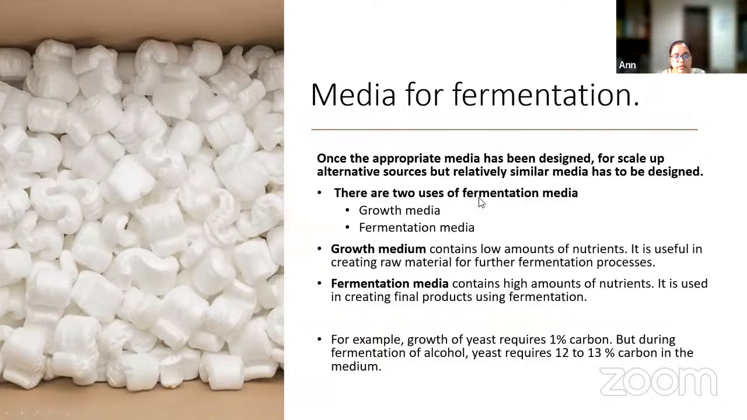Now here there are two fermentation media that we need to look at. One is the growth medium, where the organism can grow very healthily, and this provides the raw material for further fermentation. In this growth medium, we have low amounts of nutrients, but we are expecting the cells to grow faster. Once the cells have grown, we transfer them to the fermentation medium so that they create the final product that we are interested in.